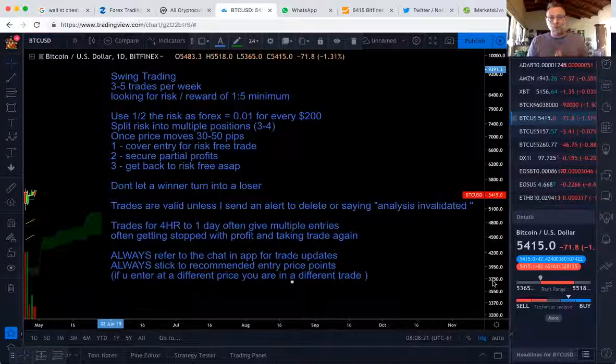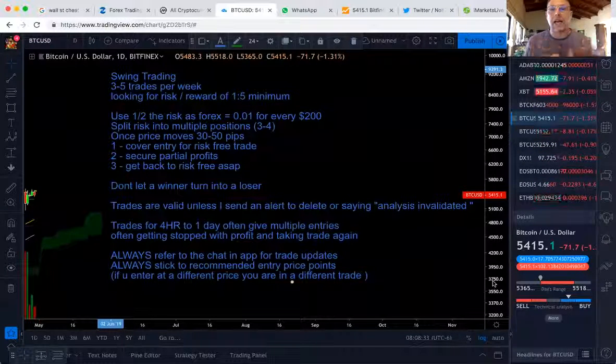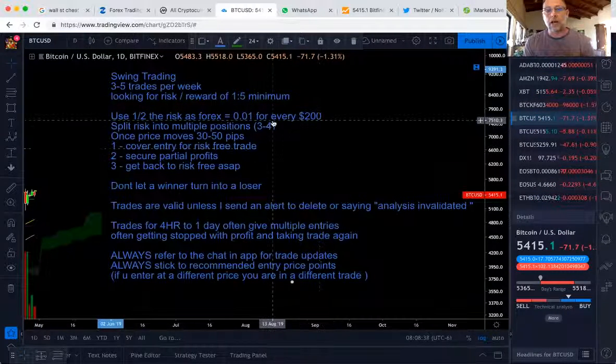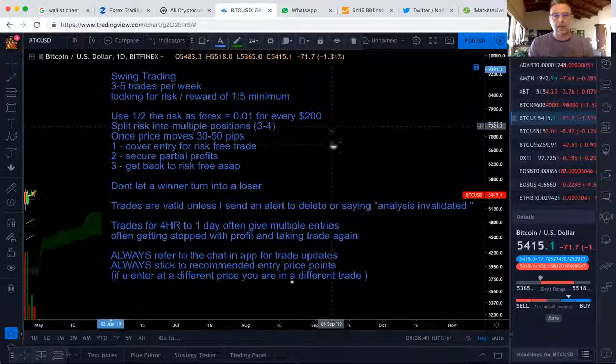So when it comes to risk, okay, since we're looking for moves that move more and we're gaining more pips per move, we don't really need to risk as much as you do for Forex. So I would highly suggest to risk half the amount that you do for Forex, okay? So 0.01 of a lot for every $200 in your trading account, okay?